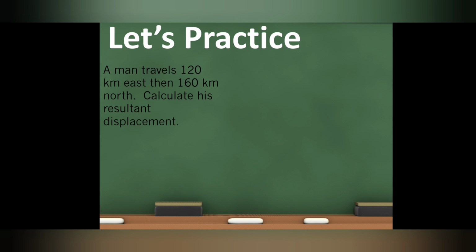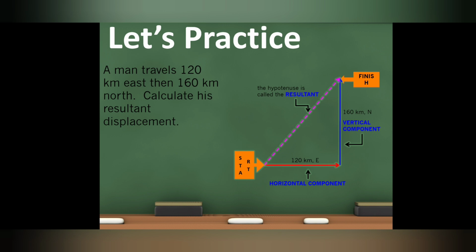So let's practice. A man is traveling 120 kilometers east and then 160 kilometers to north. What is his resultant displacement, they have asked. Yes, so you see here, from the start he goes east, which gives us the horizontal component. Then from the end point, again he goes up, that means the vertical component. That means you see here 160 kilometers north, right? So that gives us the vertical component.